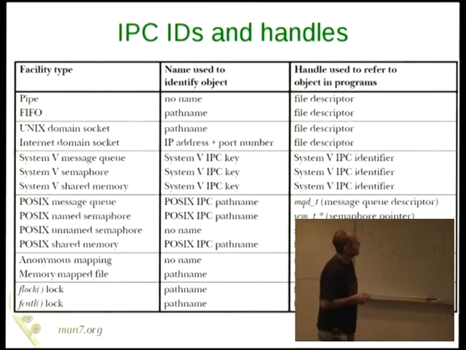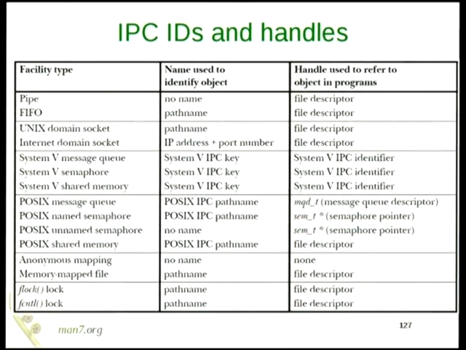So what I've got there is, for various IPC methods, a table that says how objects are identified and what kind of handle you actually use to refer to them when you're working with them inside a program. Pipes, for example, have no name. FIFOs have a file system path name. Unix domain sockets have a file system path name. Internet domain sockets have an address and a port number, and so on.